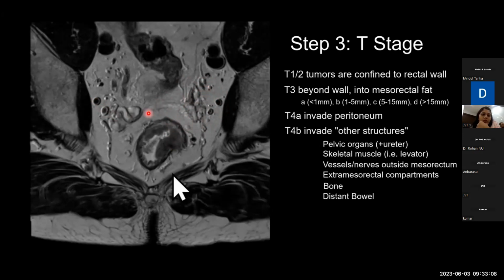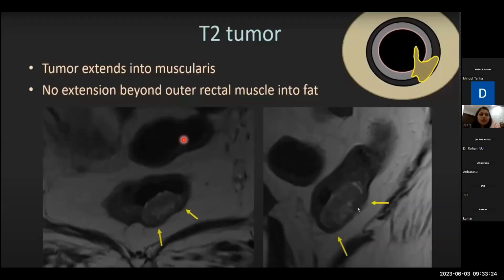Bone involvement, as we all know, upstages to T4B, and even for distant metastasis, if bone is involved, then it comes in the M category. Distant bowel, skip metastasis, or any other such thing also upstages it.